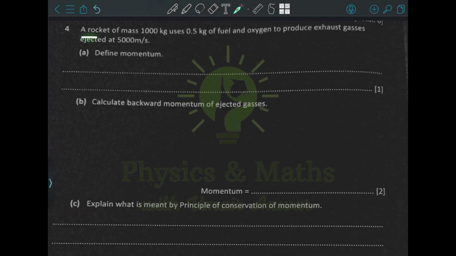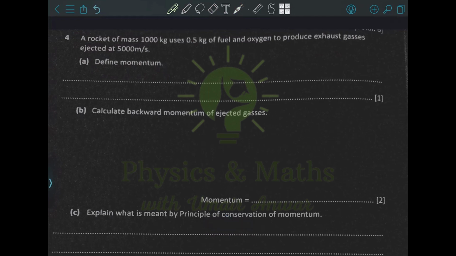The question reads, a rocket of mass 1000 kg uses 0.5 kg of fuel and oxygen to produce exhaust gases ejected at 5000 meters per second. In the first part, define momentum. We have to define the momentum, and it is a 1 mark answer.